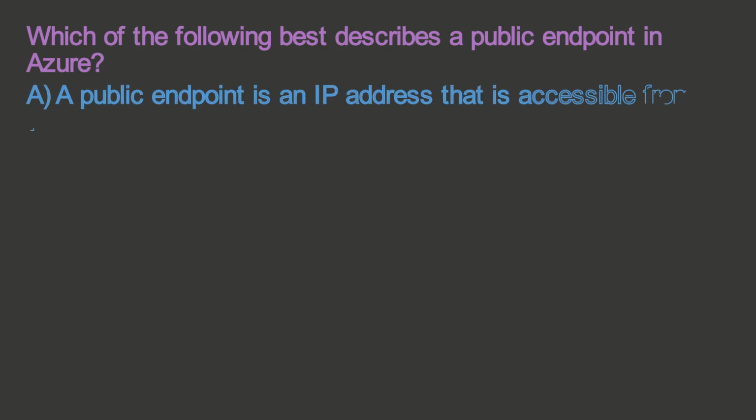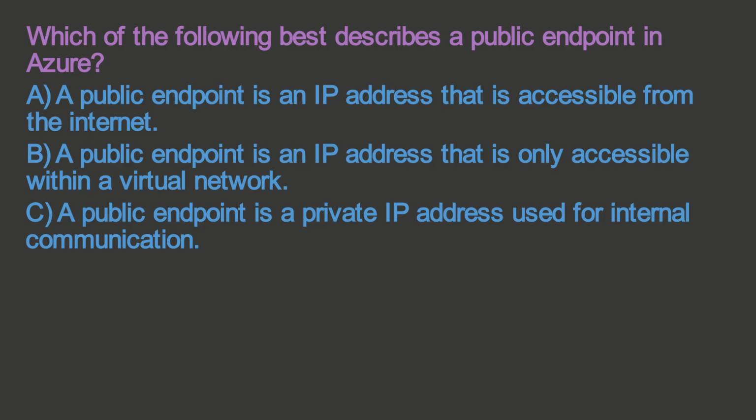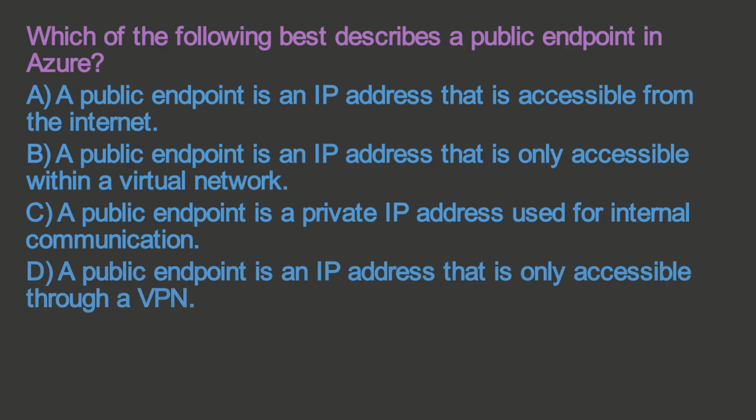Which of the following best describes a public endpoint in Azure? A. A public endpoint is an IP address that is accessible from the internet. B. A public endpoint is an IP address that is only accessible within a virtual network. C. A public endpoint is a private IP address used for internal communication. D. A public endpoint is an IP address that is only accessible through a VPN.